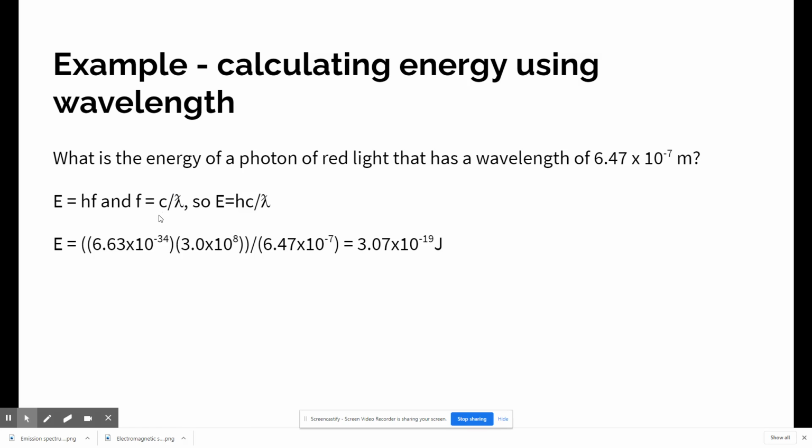If I substitute this formula in for the frequency here, so what you've learned to do in algebra, then I get that the energy of a photon is equal to Planck's constant times the speed of light divided by the wavelength. And so I would then substitute in my two constants, so Planck's constant and the speed of light constant, and multiply them together. And then I would divide by the given wavelength. And again, the wavelength is what's going to determine our sig figs. So I'd round it off to 3 sig figs. I would get 3.07 times 10 to the negative 19 joules.